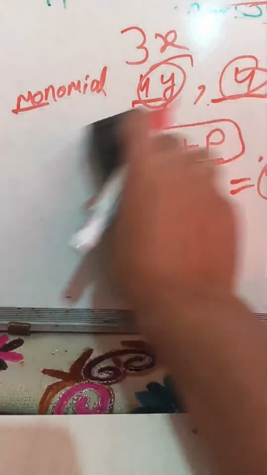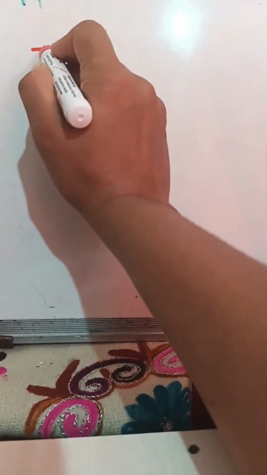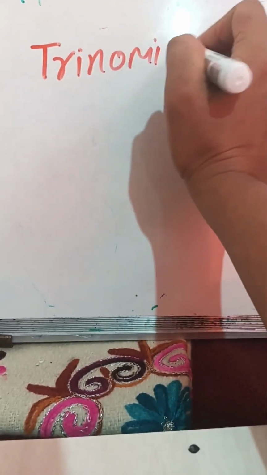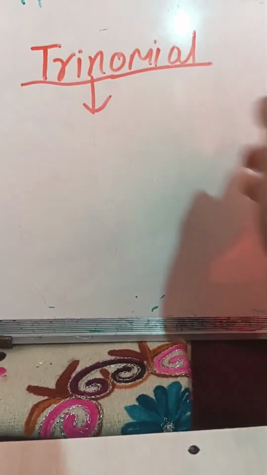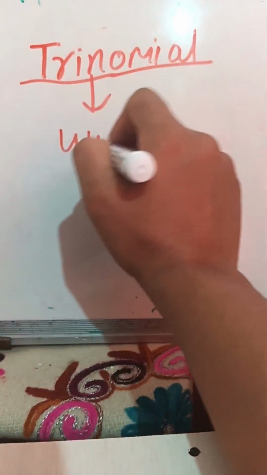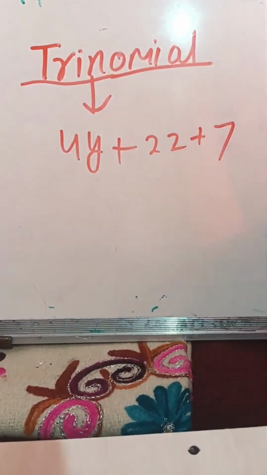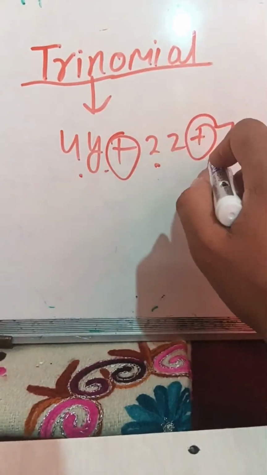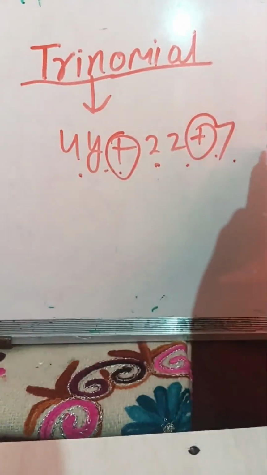Next, trinomial. Its name suggests it has three terms. Tri belongs to three. An expression which has three terms can be written like this: 4y plus 2z plus 7, that is 1, 2, 3 terms. These algebraic symbols separate our terms. Now these are our trinomials.